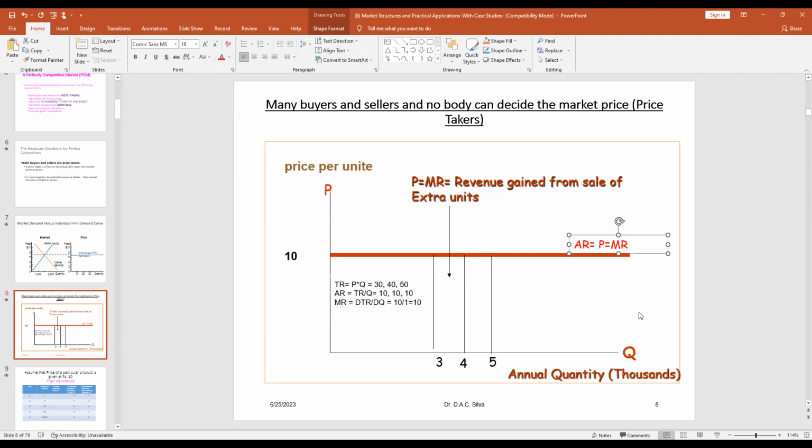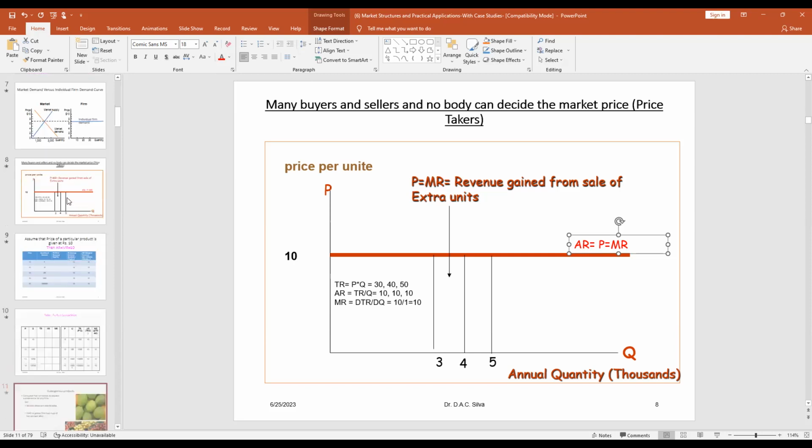Average revenue equals price, which equals marginal revenue. How are you going to calculate marginal revenue? Delta TR divided by delta Q. So it is very obvious that in a perfectly competitive market you will get this conclusion: AR equals P equals MR.